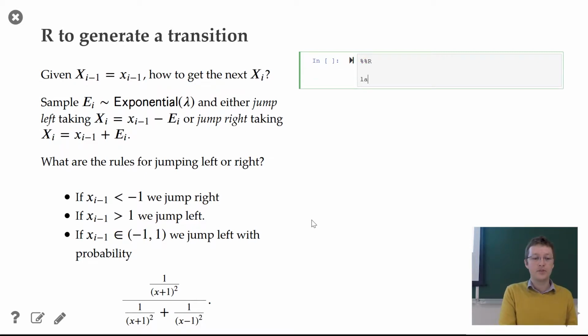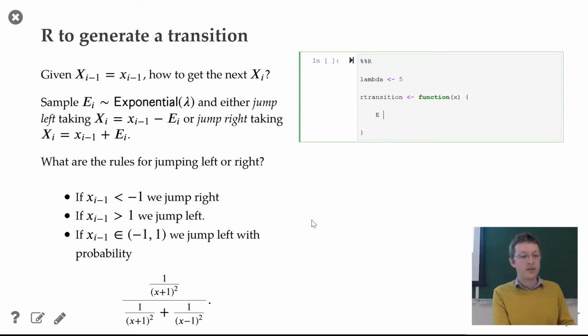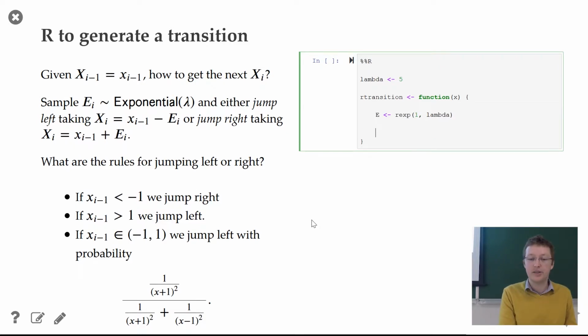So we'll set lambda to be some value, 5. And we'll look at how you generate a transition. Given that I'm at x, how do I generate the next position? The rule says that I'm jumping by some size which is exponentially distributed. So in R, that's rexp. I want one jump, and lambda is the rate that I've decided. That's just going to say how big the jump size is.